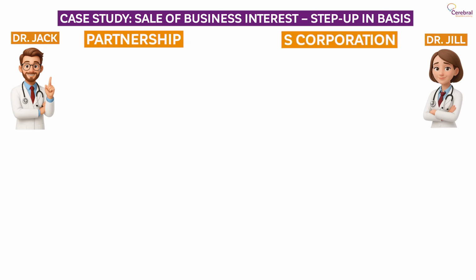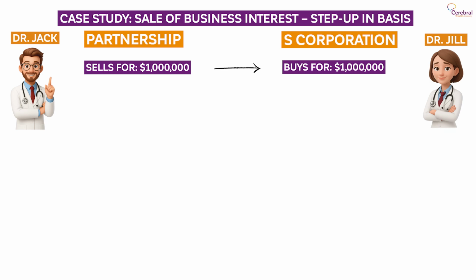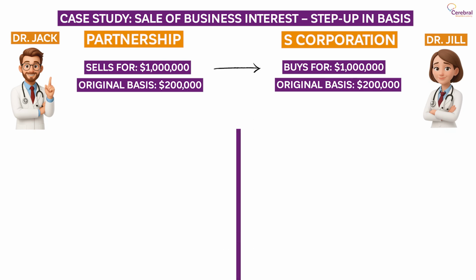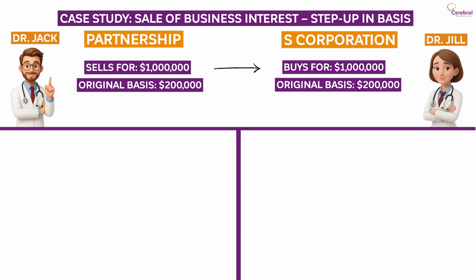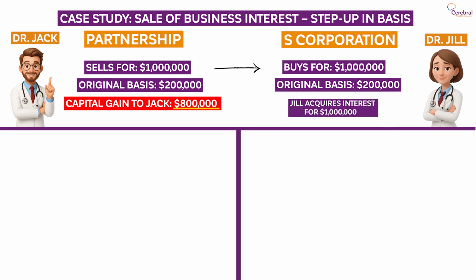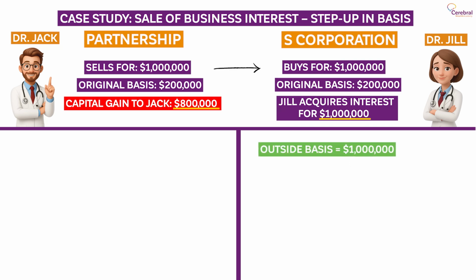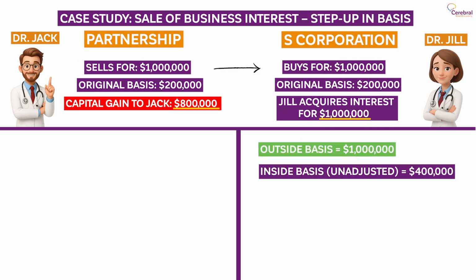Assume that the original cost of real estate held by a business is $400,000 and that its current fair market value is $1 million. Additionally, assume that 100% partner or shareholder Jack sells his interest for $1 million to Jill and that the original outside basis in the business is $200,000. The sale results in capital gain for Jack of $1 million minus $200,000, which equals $800,000, since his outside basis is $200,000. Jill's outside basis is now $1 million, but the corporation's assets still have an inside basis of $400,000. There's no adjustment to the inside basis.